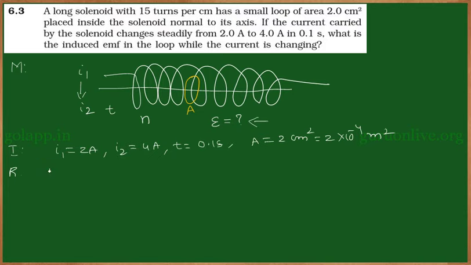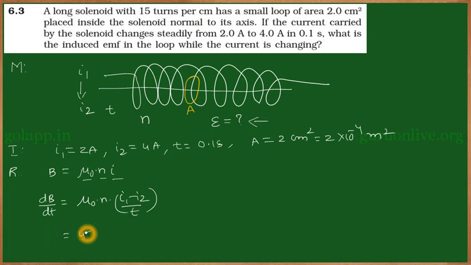We know that the magnetic field in a solenoid is equal to mu naught N into I, where N is the turns density and mu naught is the medium constant and I is the current passing through it. But we are changing the current from I1 to I2. So the change in magnetic field dB by dt is equal to mu naught into N into I1 minus I2 by t. So change in current by time.